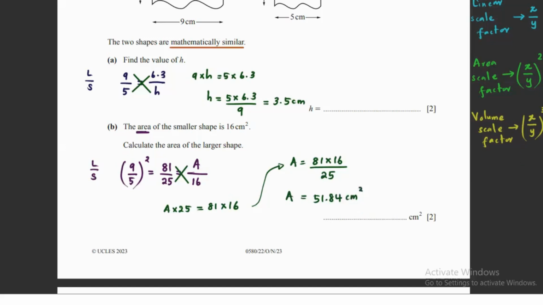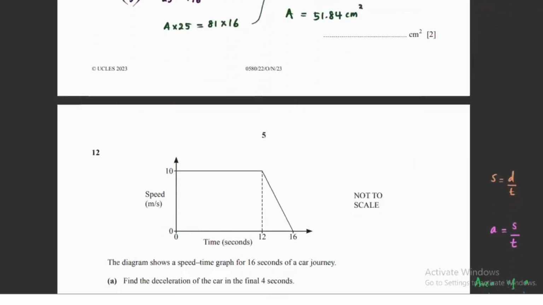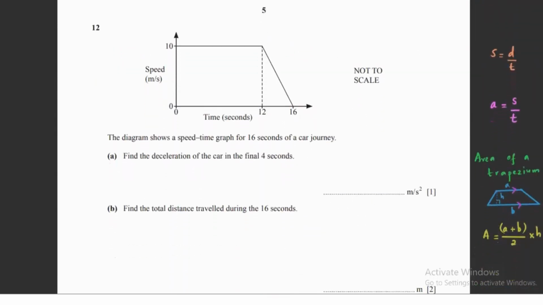Let's move on to the next question. The next question is question 12. In question 12, a speed time graph is given to us. The diagram shows the speed time graph for 16 seconds of a car journey. Find the deceleration of the car in the final 6 seconds. So in the final 4 seconds.